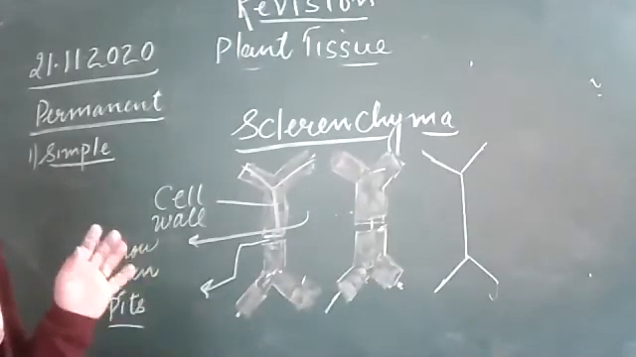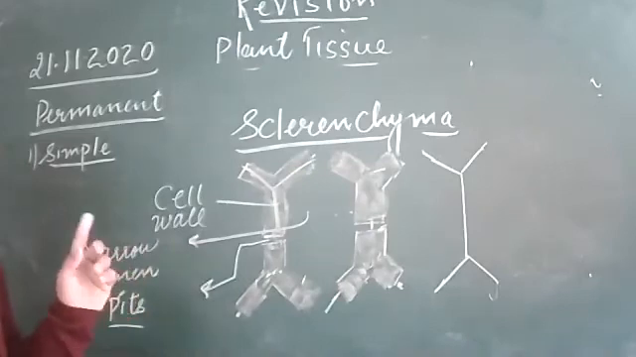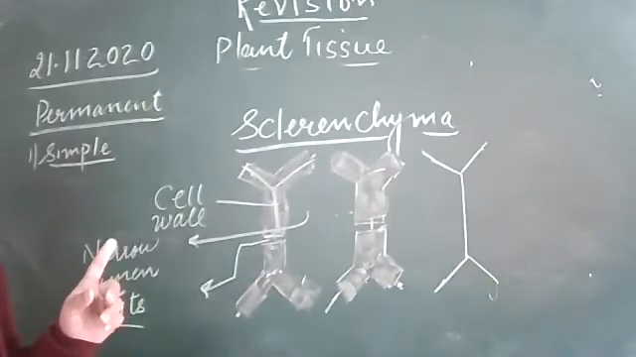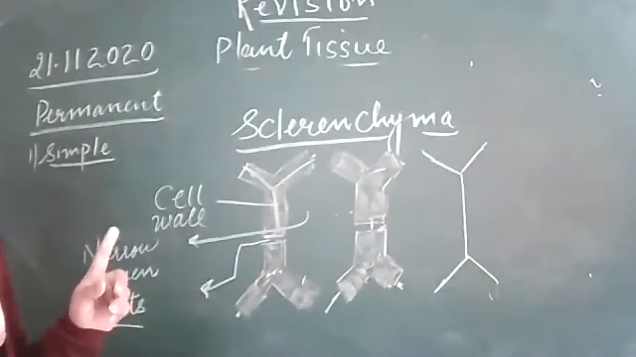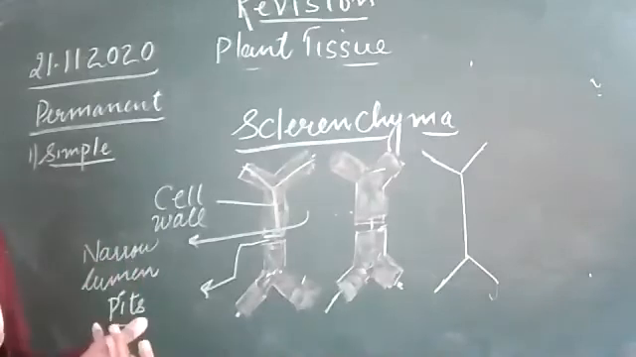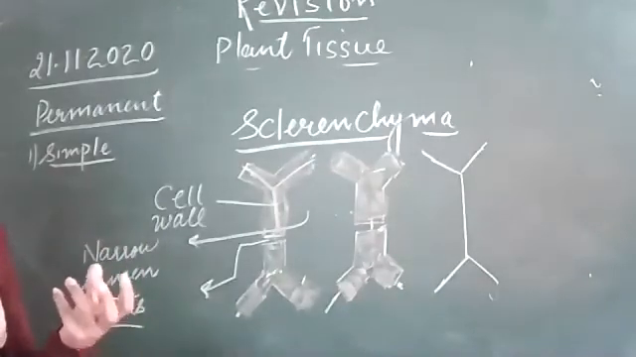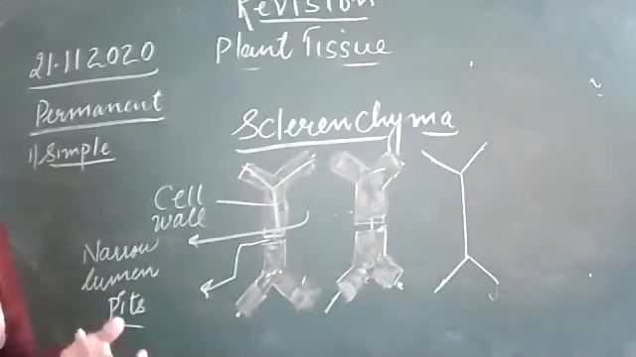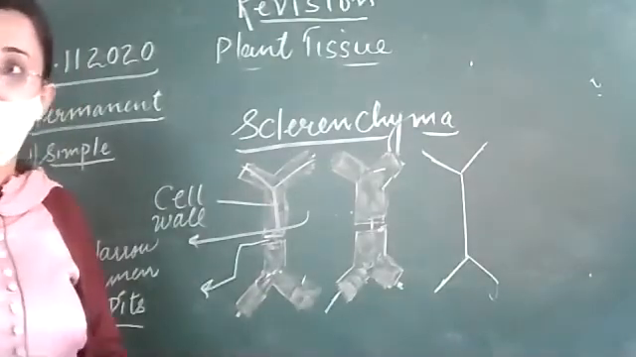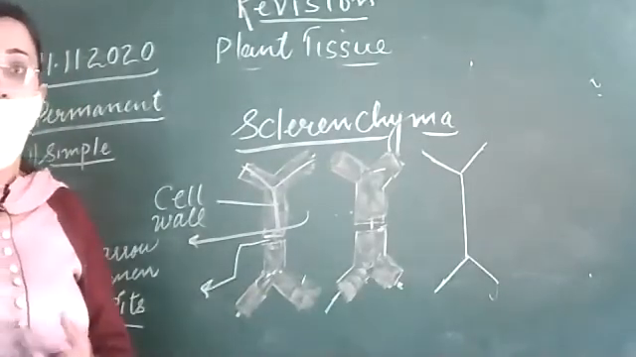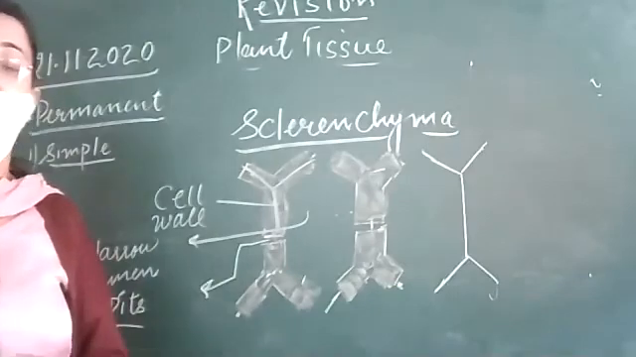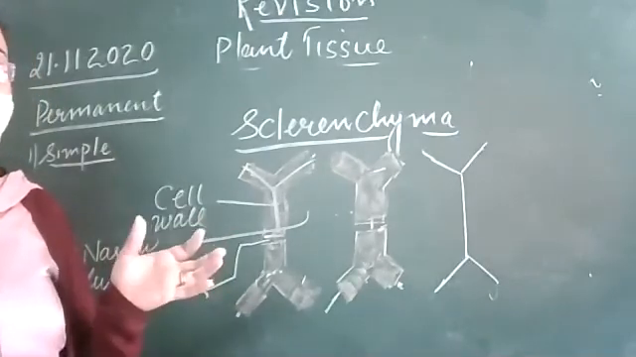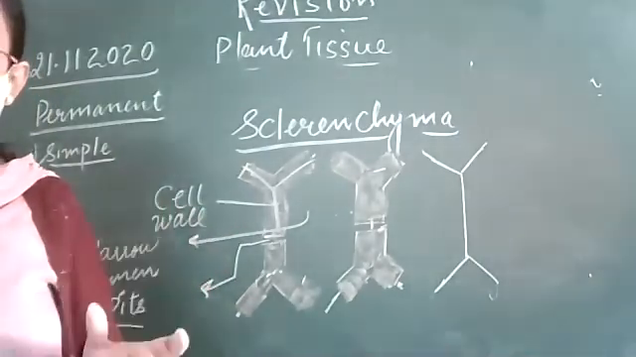From the simple permanent tissue, there are three types: parenchyma, collenchyma, and sclerenchyma. Parenchyma provides support somewhere, but the main function is storage of food. Parenchyma has large intercellular spaces. They have vacuole, thin cell wall, and nucleus. Talking about collenchyma, they have irregular thickenings.